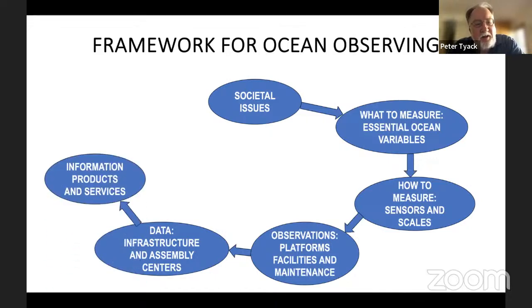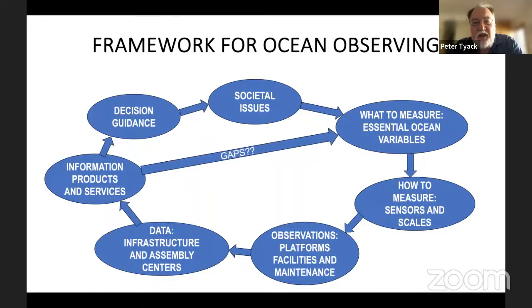Once the data is available, the issue is to develop information products and services that are useful to guide decisions about those societal issues. And the idea is that there's a cycle here: you identify gaps in the information required to make the right decisions, and that may lead to additions for essential ocean variables. And ocean sound is actually a latish addition, which comes in part from a recognition of gaps.